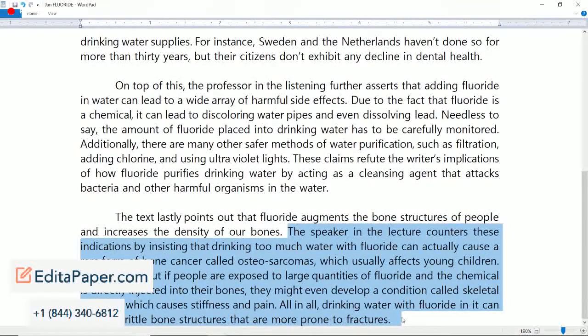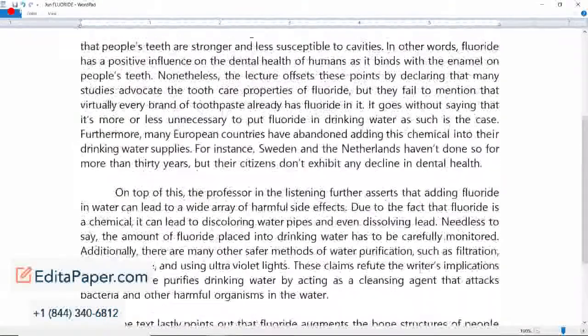The speaker in the lecture counters these indications by insisting that drinking too much water with fluoride can actually cause a rare form of bone cancer called osteosarcomas, which usually affects young children. Not only this, but if people are exposed to large quantities of fluoride and the chemical is directly injected into their bones, they might even develop a condition called skeletal fluorosis, which causes stiffness and pain. All in all, drinking water with fluoride in it can lead to brittle bone structures that are more prone to fractures. All right, that's my sample essay, guys.